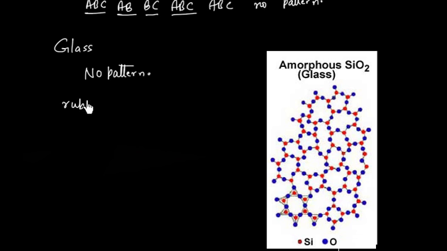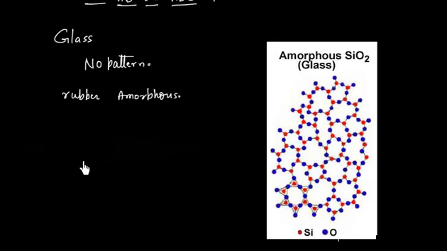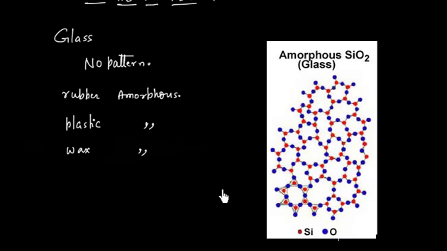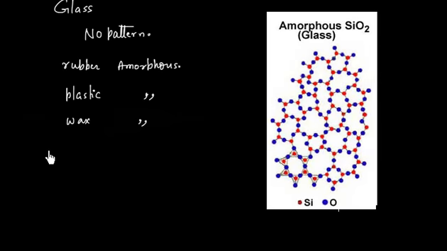Similarly, rubber also has no pattern, and this is an amorphous solid. Plastic also has no pattern and is an amorphous solid. Wax is also an amorphous solid. An amorphous solid does not have any unit cell. So, no unit cell.